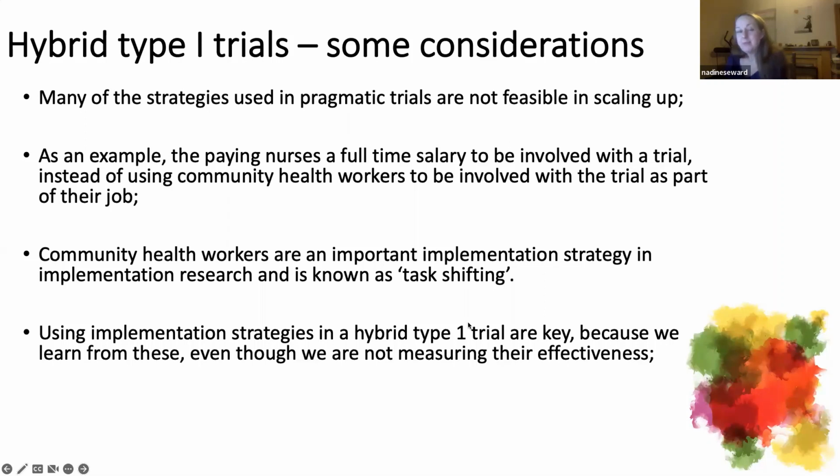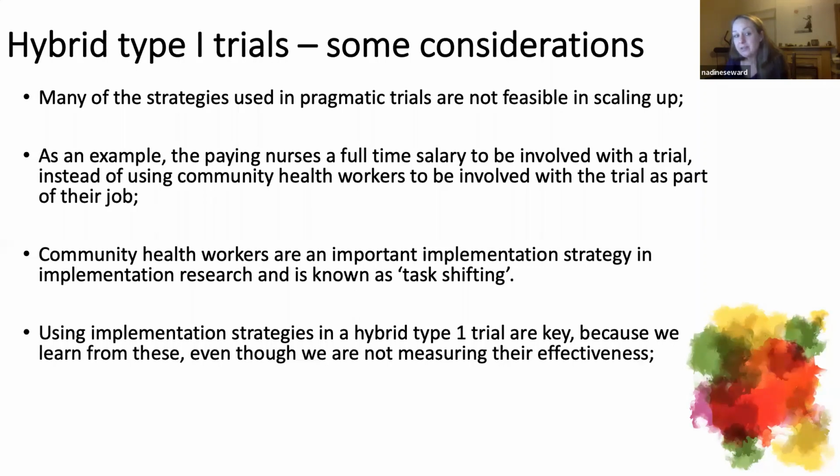So if we think about the type 1 trials, many of the strategies used in a pragmatic trial are not feasible when we scale up. So a pragmatic trial might use nurses instead of community health workers, or they might hire someone specifically for the purpose of the trial. Okay, this is just not feasible when we start scaling up. And using things like task shifting in the type 1 hybrid are key, because we learn from these even if we're not measuring their effectiveness.